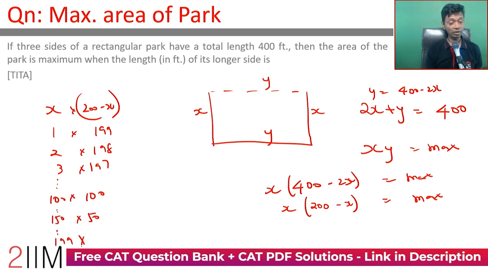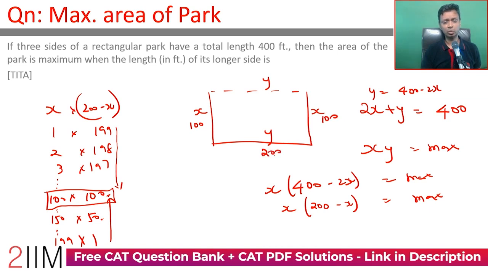Further, we go all the way to 199 into 1. Think about this. 150 into 50 is 7,500. This is 10,000. The numbers keep on increasing till they become equal and then keep falling, so the maximum is when x is 100. This is 100, this is 100, this is 200, this is 200. The area of the park is maximum when x is 100 and y is 200. The length of the longest side, y, should be 200 feet.